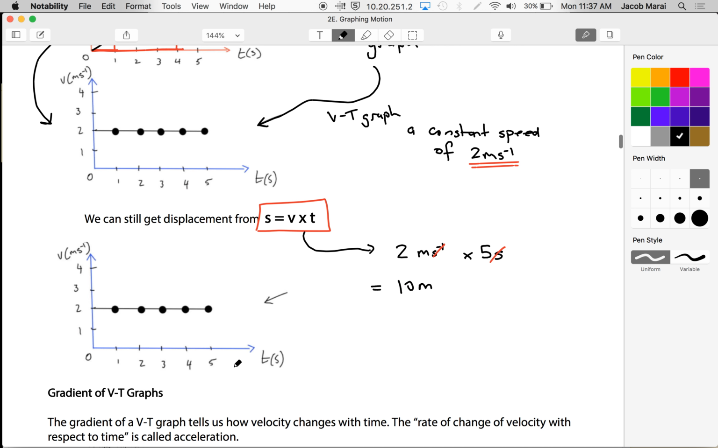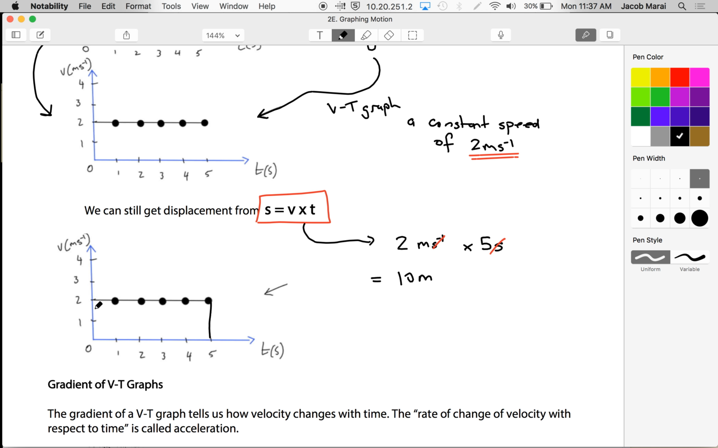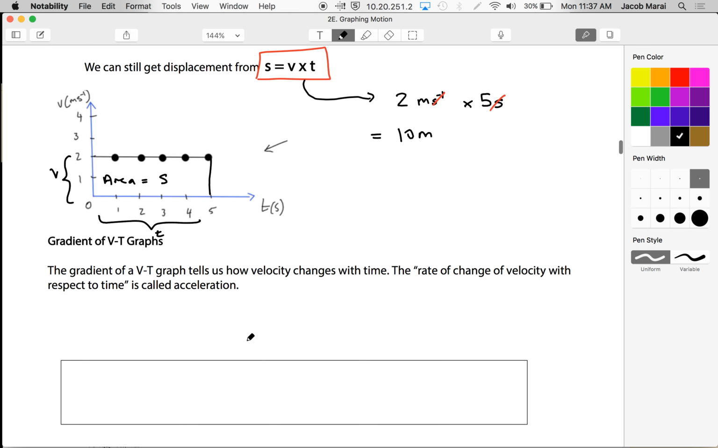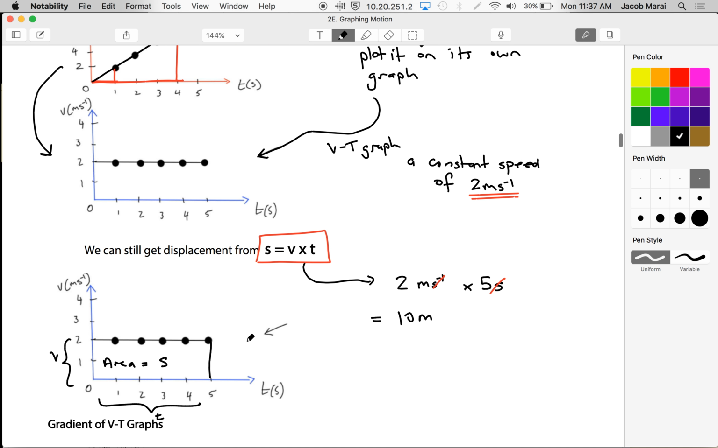Okay? From a graph, what we can do is simply multiply v, which is the side length, by t, which is the side length, and the area under gives us the displacement. So this is important. We can still get displacement. It's the area under the curve. We will summarize this later on down the track.